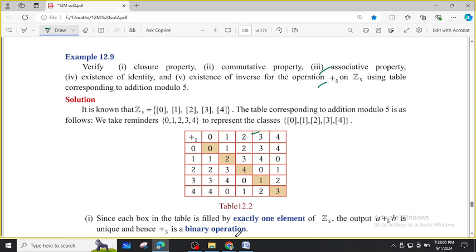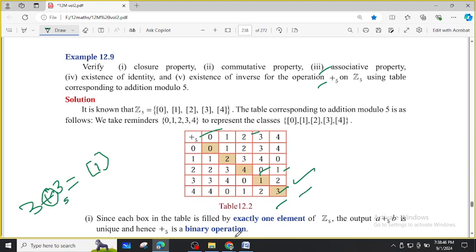When you take additive modulo 5 and add any elements, suppose you take 3 plus 3, the answer is 6. But in additive modulo, we have to take only 1, because this is additive modulo 5 and by addition we take only the remainder. Like that, 4 plus 4 is 8, divided by 5, take only the remainder, which is 3. So 4 plus 4 is 3 in additive modulo 5. The table indicates that if you add any elements in additive modulo 5, the result is again an element of additive modulo 5 only.